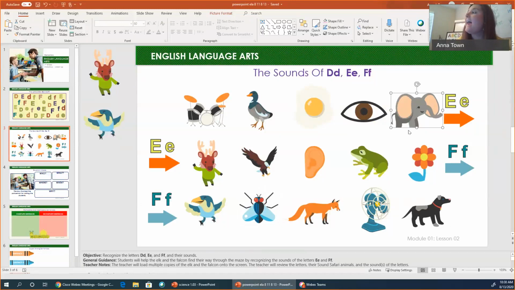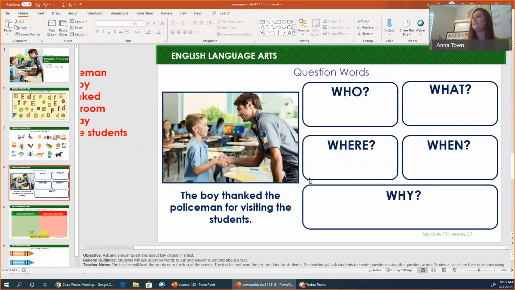What is this? This is an elephant. Do you hear D, F, or eh, eh, eh? I'm going to go to this. What is this a picture of? An eagle. Do you hear the D, E, F, or F sound? E. This is the long E sound. It's saying its name, eagle. Good job. We're going to move on to our next slide.